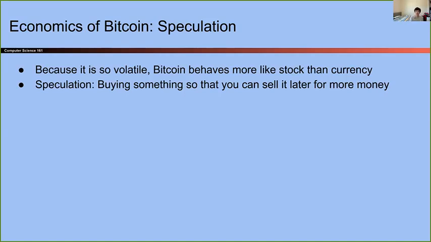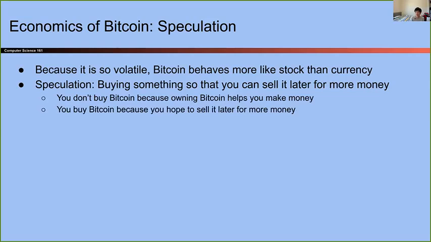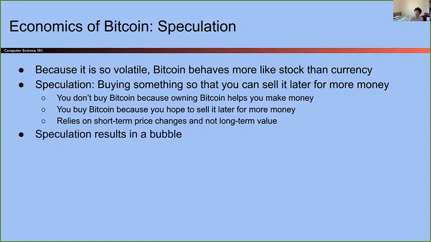Because of volatility, like I mentioned, you can get speculation where they're thinking, okay, it will be worth more later, so I'll just buy some now. You don't buy Bitcoin because somehow owning Bitcoin helps you make more money. You just buy it so you can sell it later for more money. This relies on price changes instead of long-term value like something like gold or even the US dollar, because that's guaranteed to probably be worth something in 100 years.